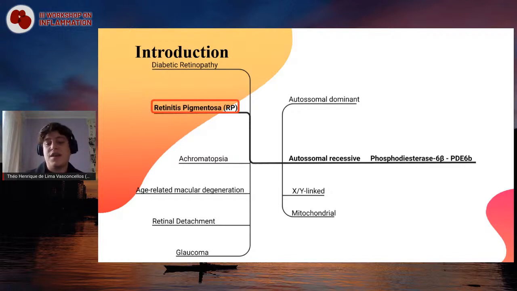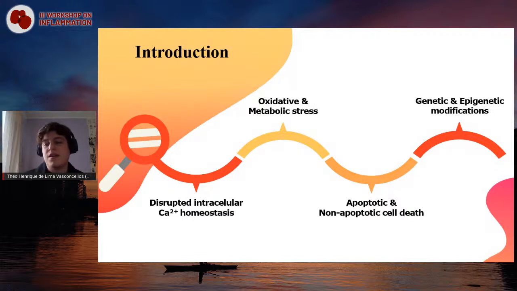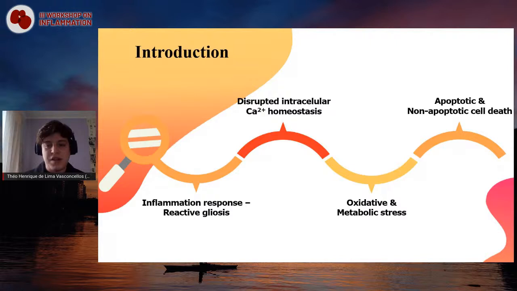There are several retinopathies, one of which is retinitis pigmentosa, a pathology that affects the rod subtype photoreceptor. RP is a genetic disease that leads to total vision loss, and it has several forms. The prevalent subtype of the autosomal recessive form has a mutation in the sequence of nucleotides that encodes the enzyme phosphodiesterase 6-beta. There are several mechanisms under study in this pathology, the main ones being related to genetic and epigenetic alterations, apoptotic and non-apoptotic cell death, oxidative and metabolic stress, alterations in intracellular calcium homeostasis, and inflammation response.